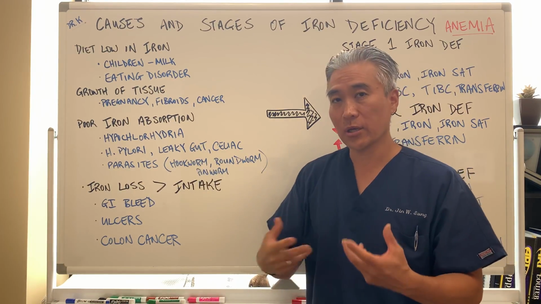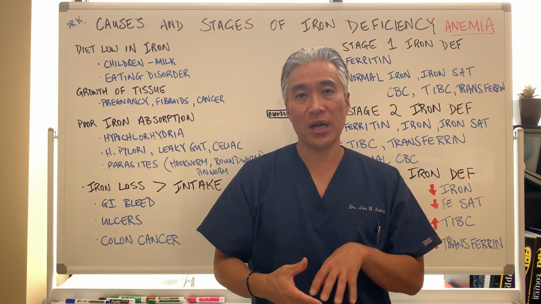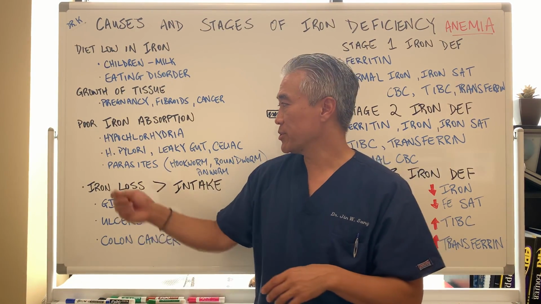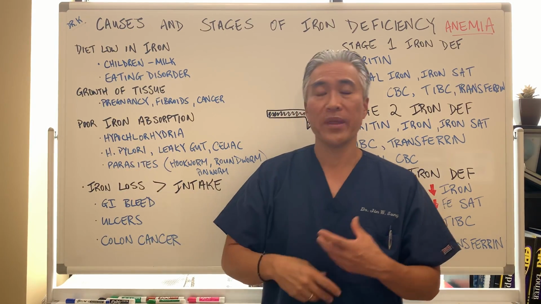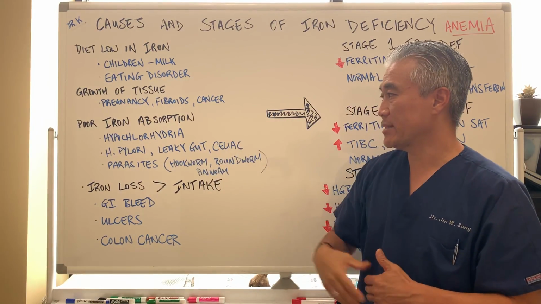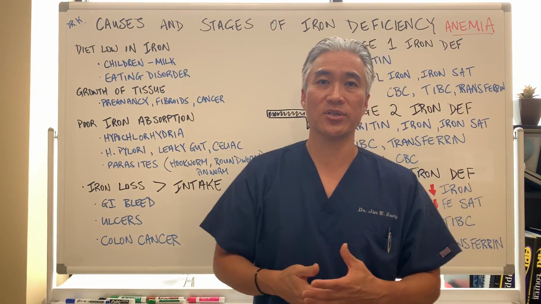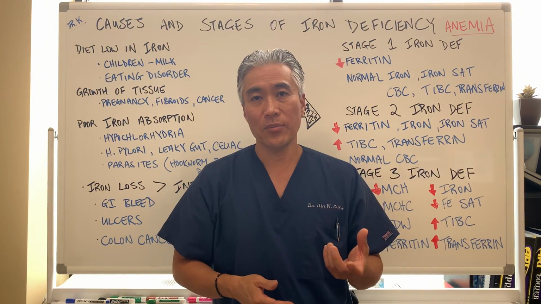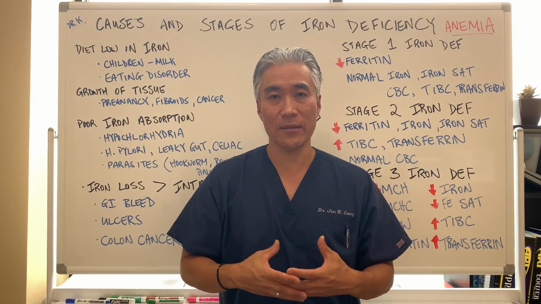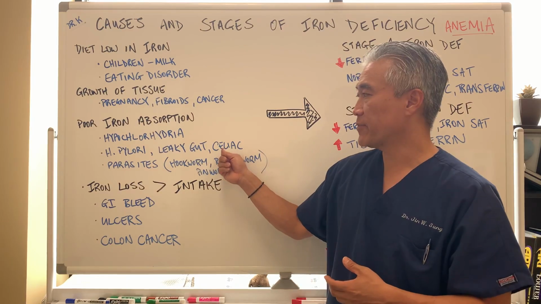H. pylori, or Helicobacter pylori, is a GI infection. It creates an environment that's more basic, and also it creates inflammation. So inflammatory processes, and then H. pylori likes iron. Leaky gut or celiac disease. Now, celiac disease is an autoimmune condition related to gluten. What happens with celiac disease is that it starts to damage the gut lining, and then absorption will be altered. So you have to look out for celiac disease.